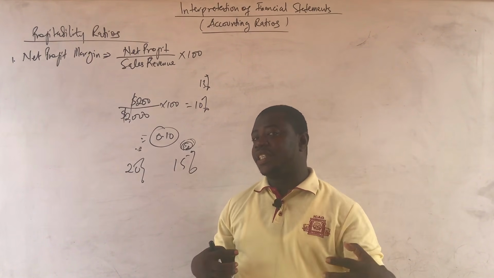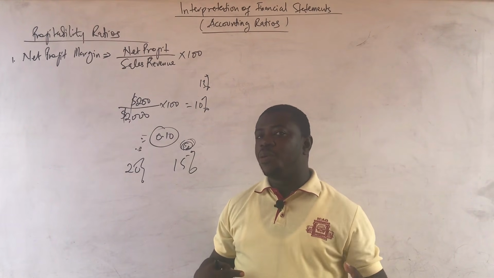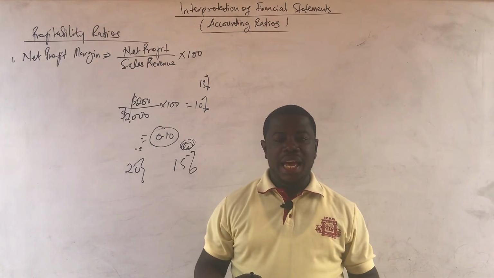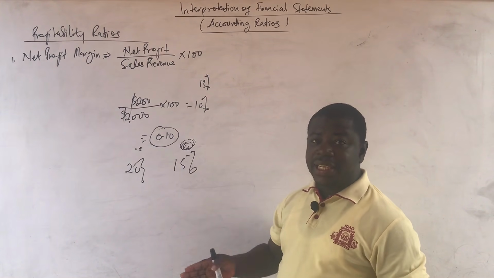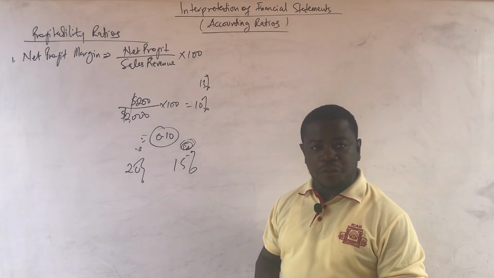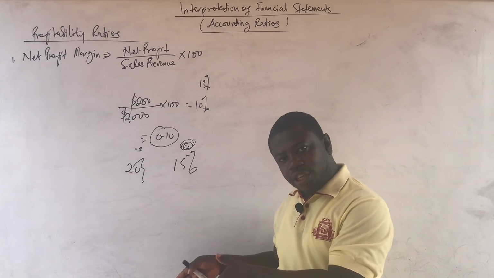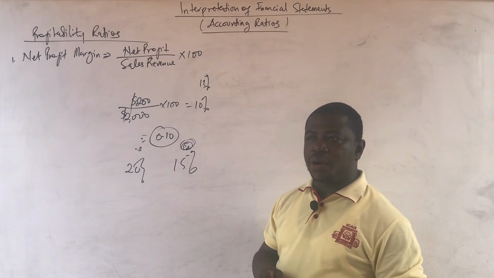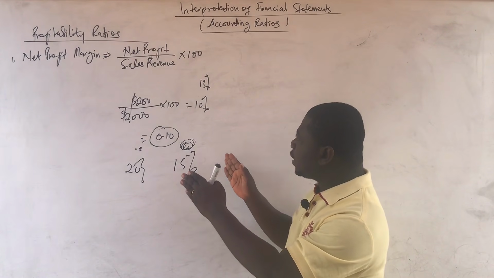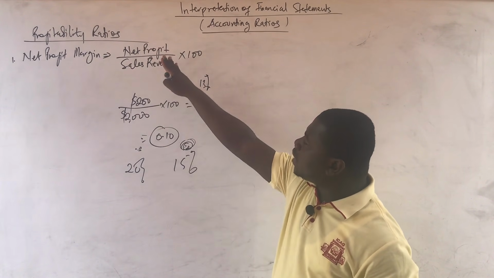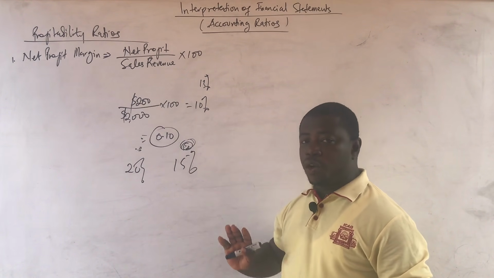You have to mention advertisement, you have to mention sales promotion when it's necessary, especially when you realize that there is a decline in sales that is causing the profits to fall. So you have to mention all of that in your report or in the comments that you are making. Okay, so this is about profitability. So this is the net profit margin, 10%. I'm not done with profitability.